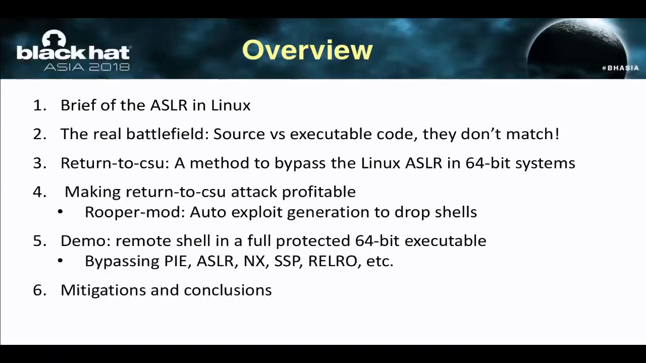We will see the difference that when we are facing an executable, we need to see which part came from the source code and which did not, and what is happening there, okay? The point here is that they don't match. When you're compiling a source application, the resulting ELF is not exactly what you have in the C file. So let's analyze this. Thanks to that, we found a way to create a generic method to bypass this ASLR. We name that return to CSU.